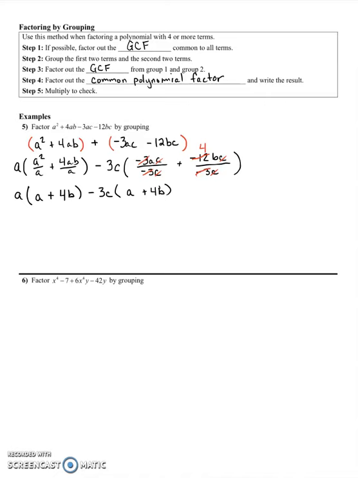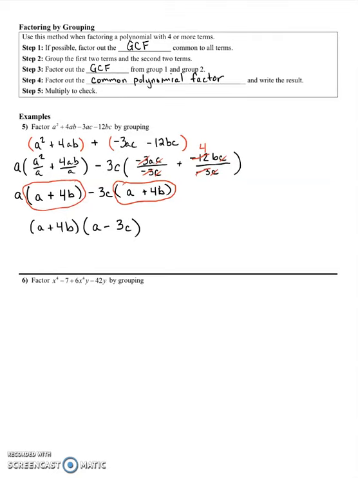Now if you look, in our first term, we have an a times, in parentheses, a plus 4b. Our second term has the same thing in parentheses. So I'm circling the common polynomial factor here. What we do is we take that and we move it out front. And then our second parentheses is what was left that I did not circle. So that's a minus 3c. And now we're factored.